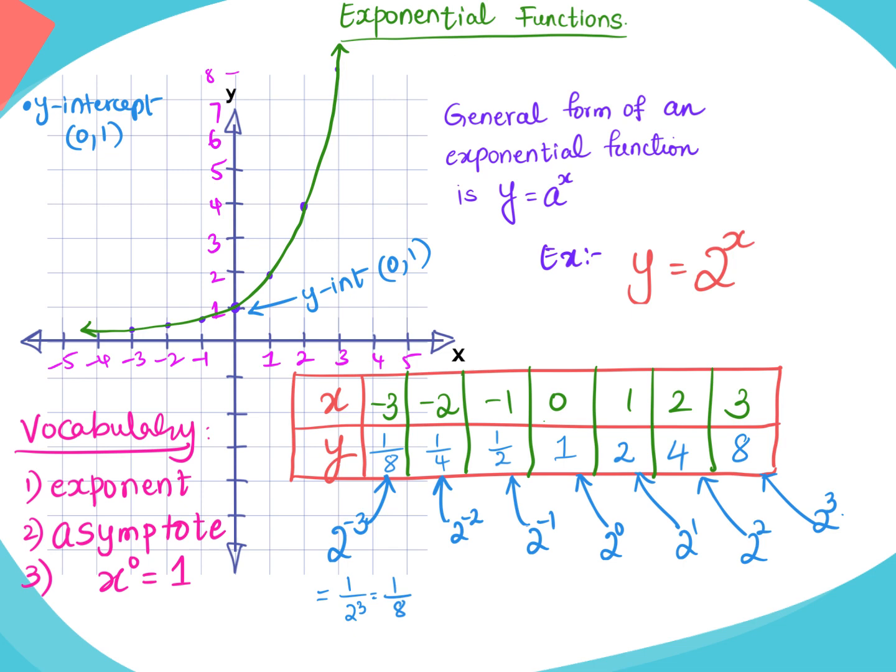Now, as the x is increasing, right, the y value is increasing exponentially. That's what it means. So the value of y is always greater than 0. That's one thing that you are seeing. What's the other feature that we are noticing?